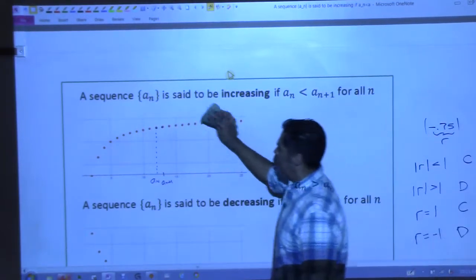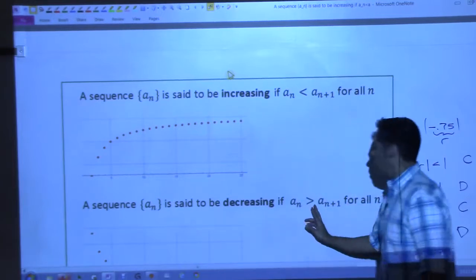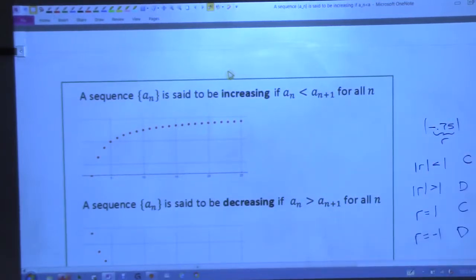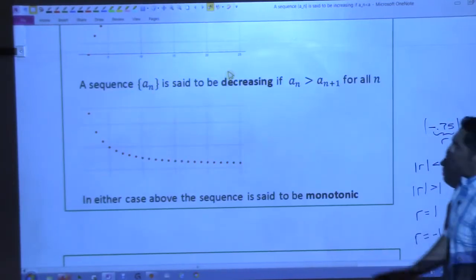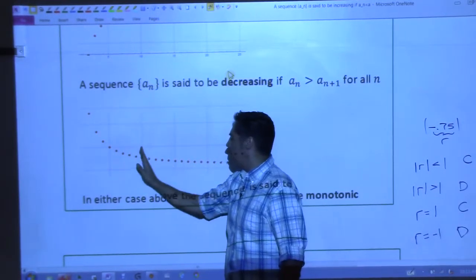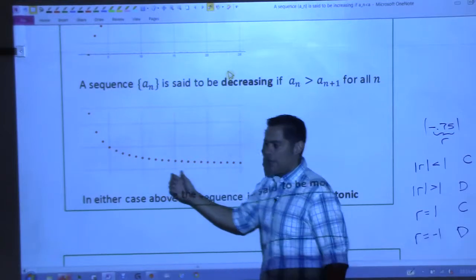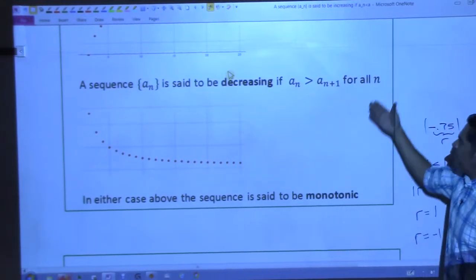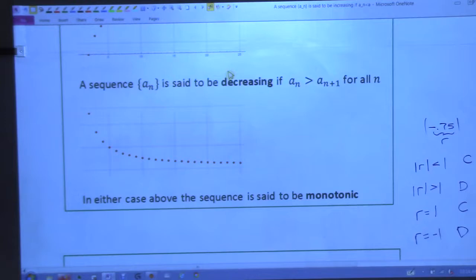Now decreasing, the only difference is that that inequality flips over, right? Because you need it the other way around. You need that the nth one be bigger than the next one. So the nth one has to be higher than the one following it. If that happens, then it's going to start to drop like that, and you have decreasing. That make sense?